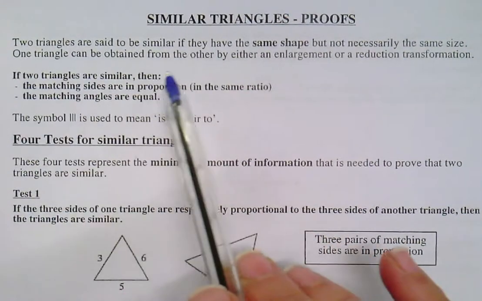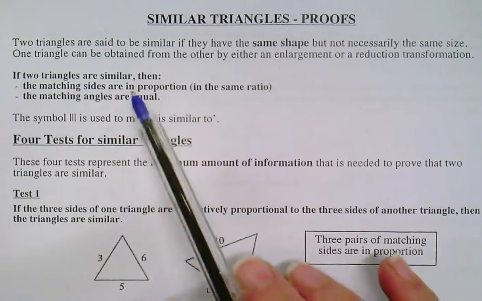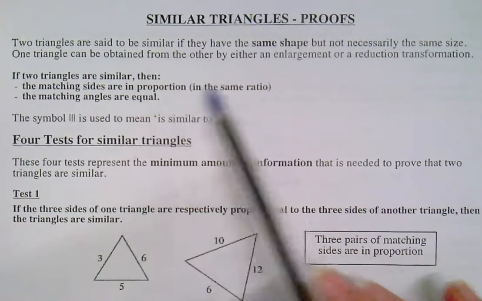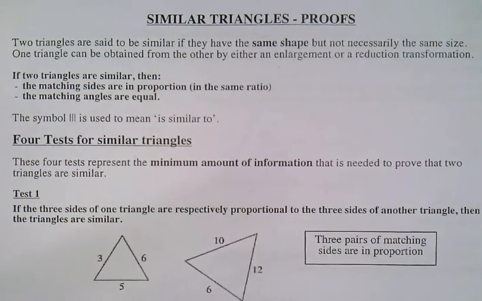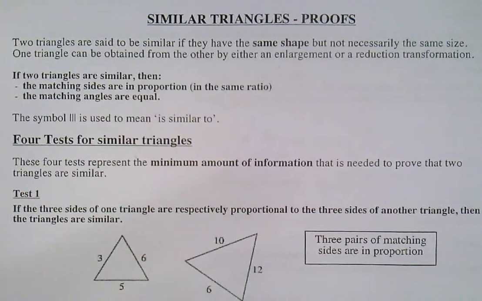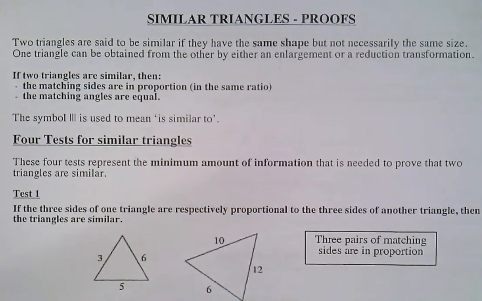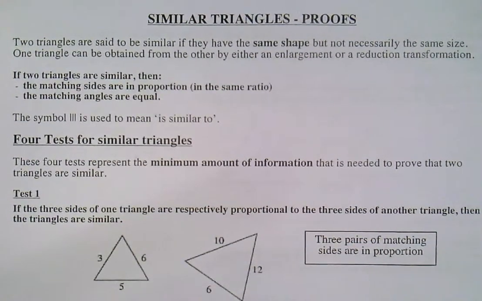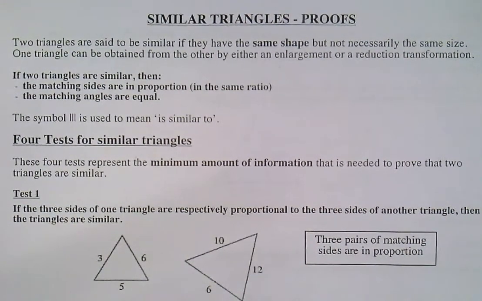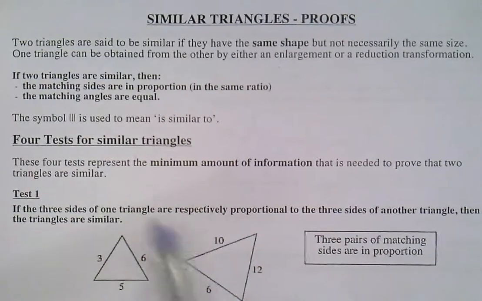Now, if two triangles are similar, then the matching sides will be in proportion, or in the same ratio. For example, in one triangle, the sides might be double the size of the other triangle, or 3 times bigger than the other triangle, or half the size of the other triangle. And the matching angles are equal. So the shapes have to be the same shape, but the sizes will be different. One will just be like a photocopy of the other, okay?